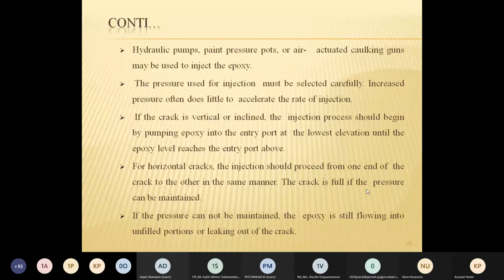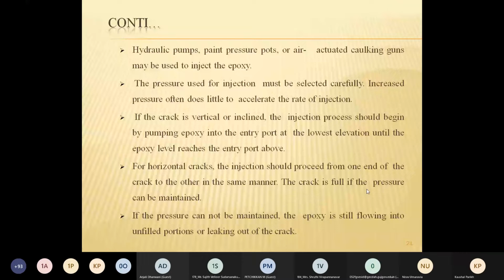In this case, if required, you can use hydraulic pumps or paint pressure pots to inject the epoxy. The pressure used for the injection must be selected carefully, because if the pressure is high, there will be overflow of the material. If the pressure is low, it is difficult for the epoxy to penetrate the crack. Increasing the pressure often does little to accelerate the rate of injection.